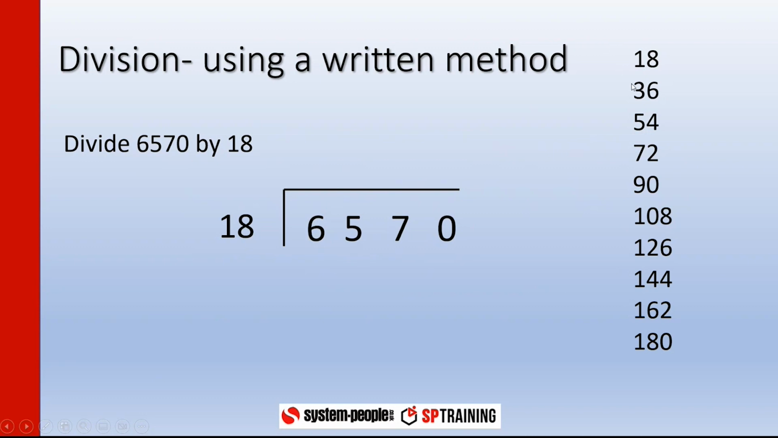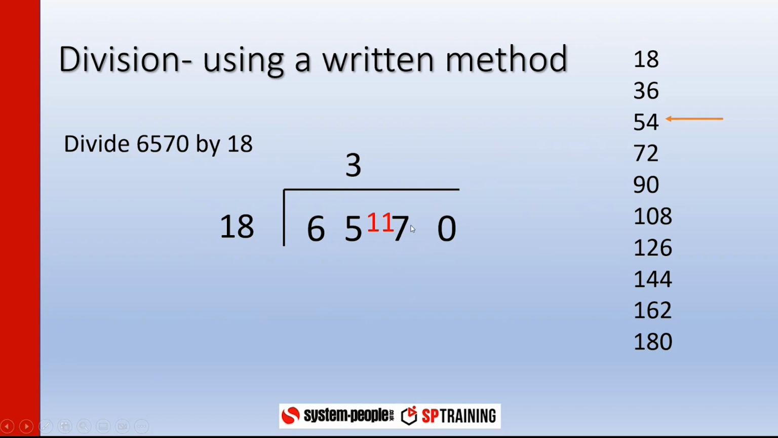So again, we look down the list. Which one of these is below 65? It's not 72 because that's above. So we look at the 54, which is 1, 2, 3 lots of 18. So I can put 3 here. And I look at the difference between 65 and 54. 65 take away 54 is 11.